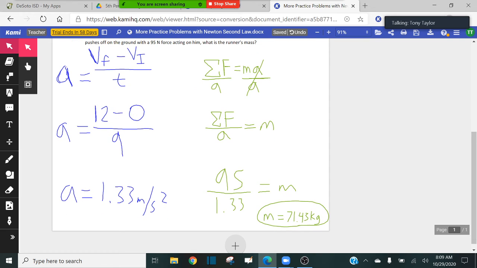Any questions on what we did? So all we did, we just used this equation here to solve for acceleration first. Once we found acceleration, we plugged that in here, plugged in our force, and then solved for the object's mass. Hopefully that should make sense to you.